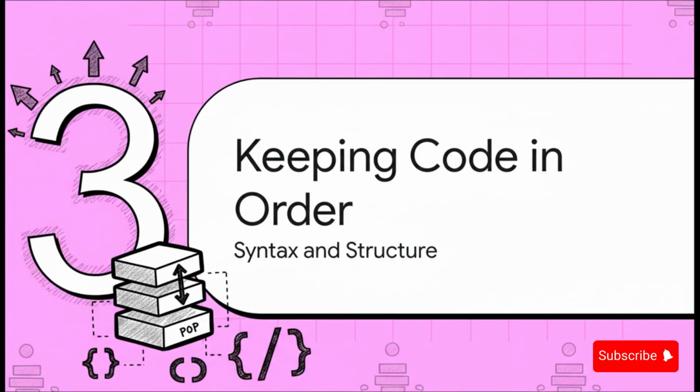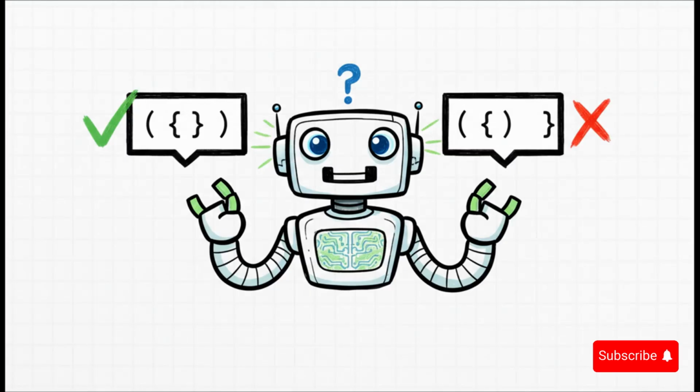Okay, so we've established stacks are amazing for going backward. But get this, they're also absolutely essential for making sure things are built correctly in the first place, especially when we're talking about the language of computers, code. You see, the programs that translate our code into something a computer can actually understand are called compilers.